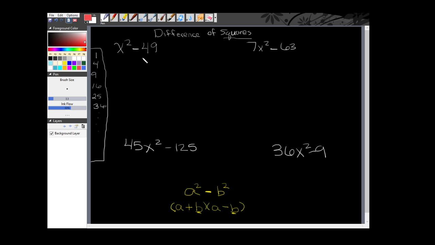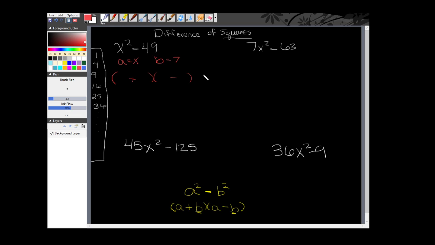Up here, we know it's a difference of squares, so I'm going to set up a set of parentheses with a plus and a set of parentheses with a minus. Then we need to figure out what our a and our b are. My a value here is going to be the square root of x squared, which would just be x. My b value would be the square root of 49, and the square root of 49 is 7.